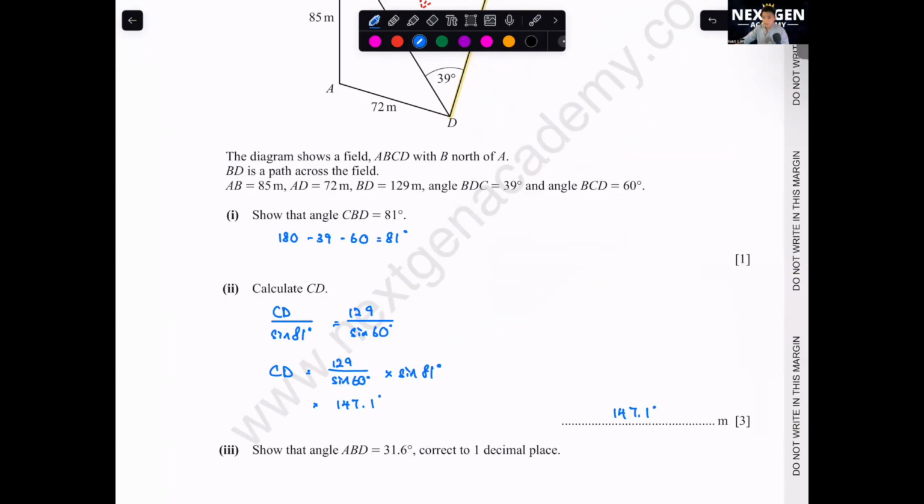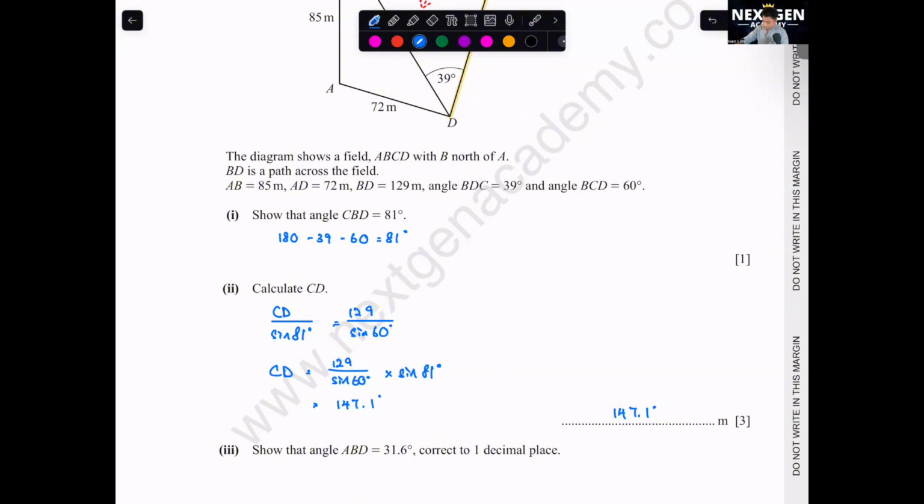Okay, 147.1. To be safe, normally for angles, if it's an irrational number, just write to 1 decimal place. Students will ask me also, teacher, do I use 3 significant figures or 1 decimal place? The instructions in front say 1 dp for angles.